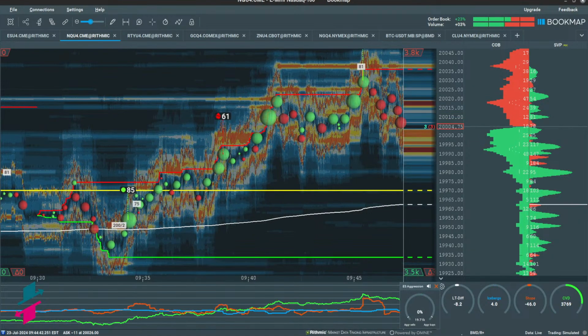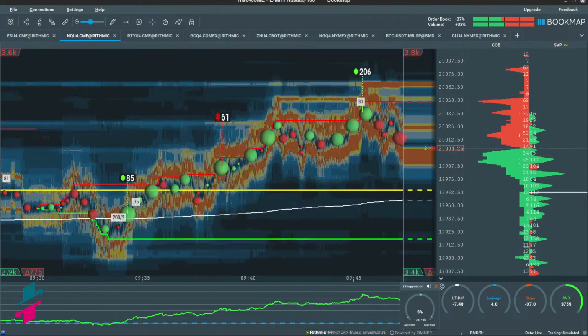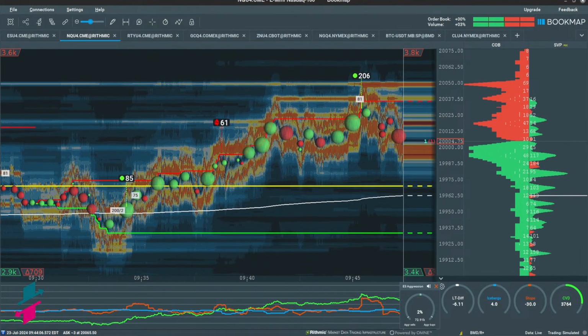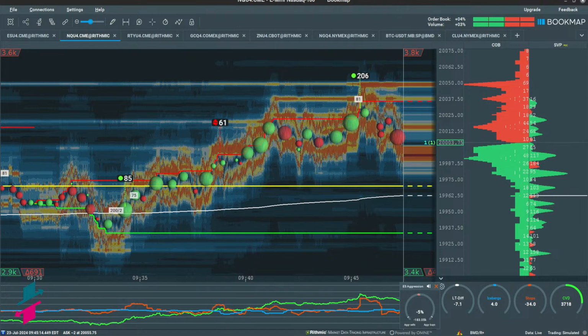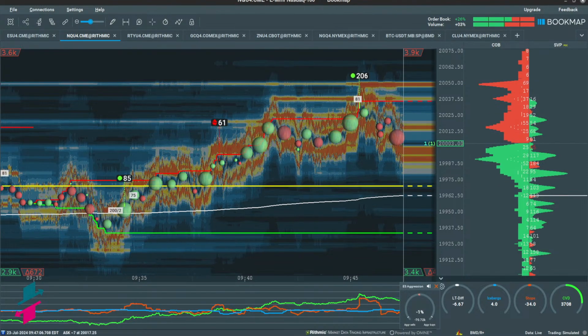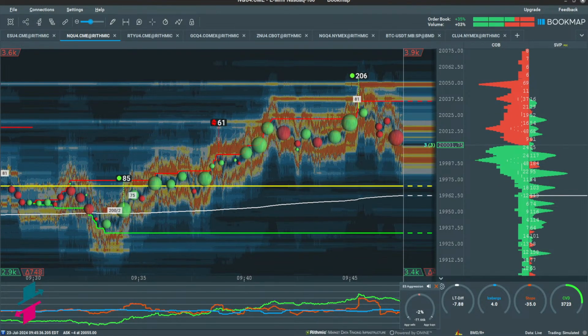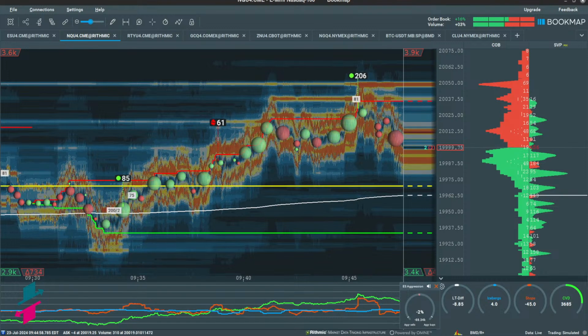Let's look back to the NASDAQ. NASDAQ pulling back a little bit here. We also saw quite a large stop run in the NASDAQ. Again, it's all about relative size. 206 with an order book of just over 7,000 is a big stop out in the NASDAQ, so that was somewhat exhaustive.